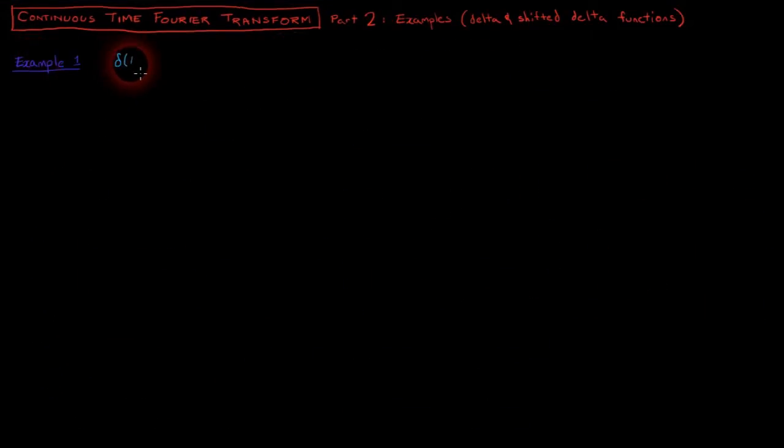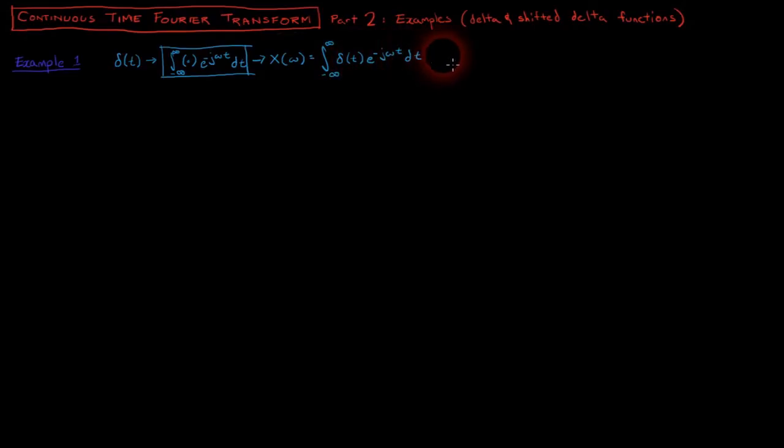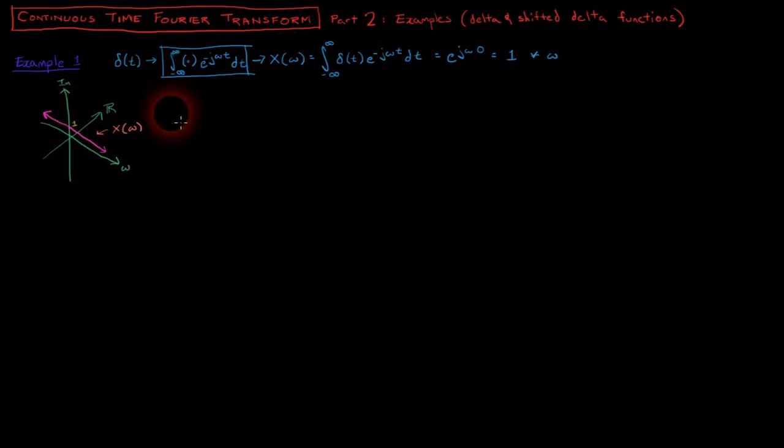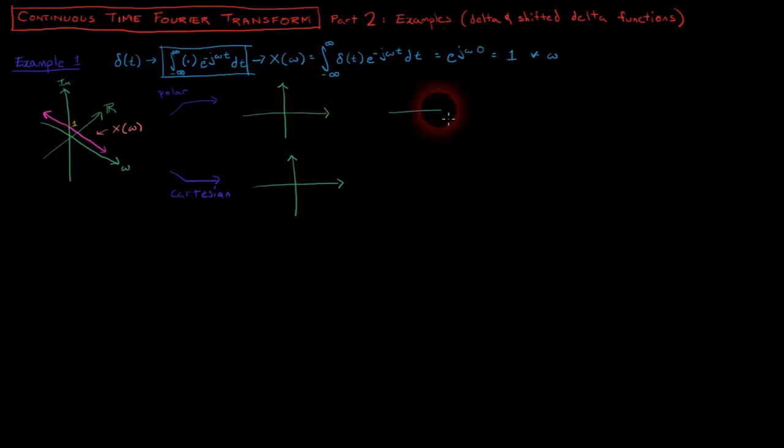For our first example, we'll take the delta function as our input. Plug it into the CTFT and simplify. We are left with the statement that X of omega equals 1 for all omega. In this particular case, we can actually draw this function in 3 dimensions fairly easily. If the function is viewed in polar coordinates, we see that the absolute value of capital X is 1 for all omega, and the phase is 0 for all omega.